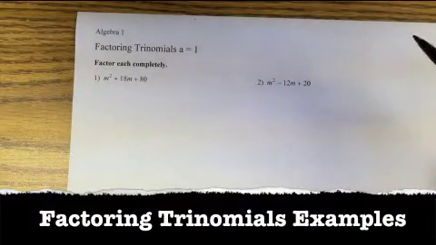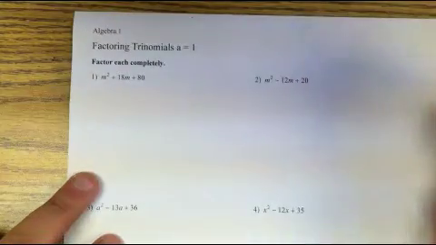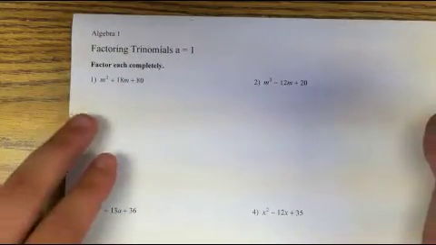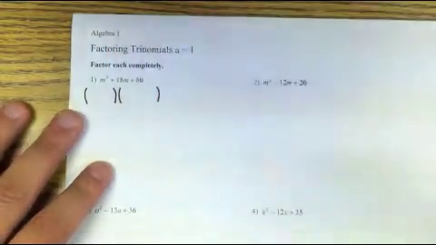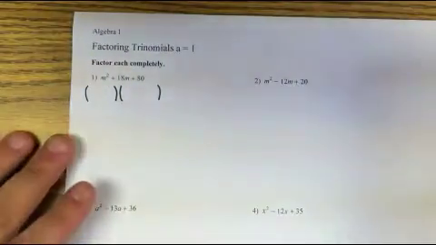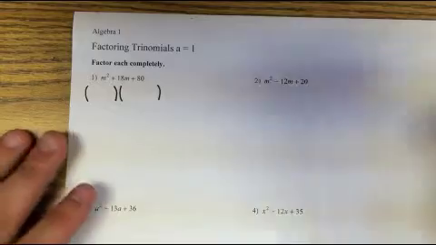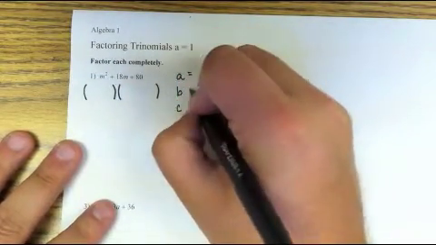All right, guys, so let's look at the first example here. We have m squared plus 18m plus 80. Okay, so I want to do a few things first. I kind of want to set up my parentheses for my answer. So I'm going to set that up, leave some blank parentheses like that. And then I also want to label what A, B, and C are to help us with our big X. So what's A, what's B, and what's C?